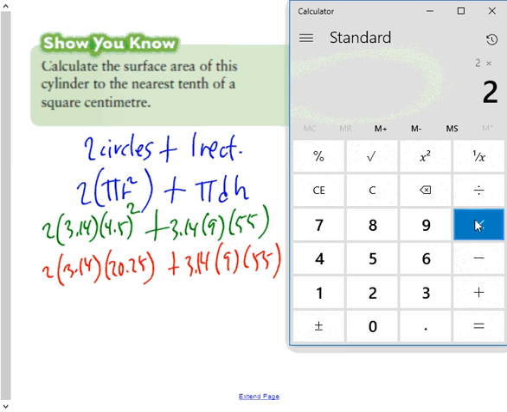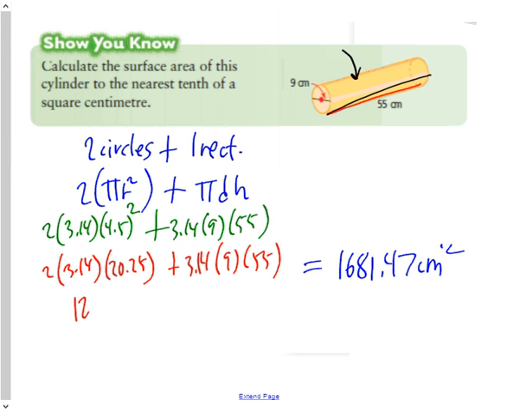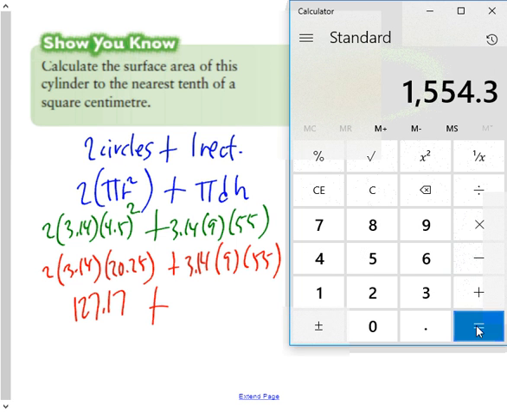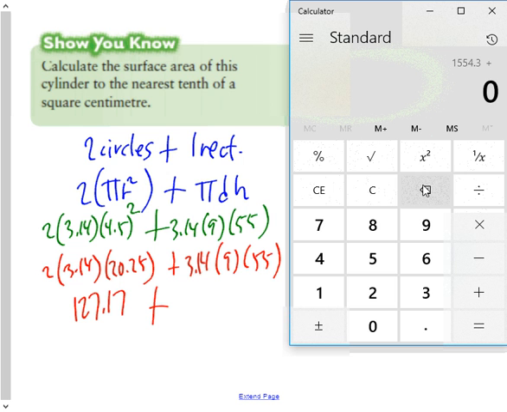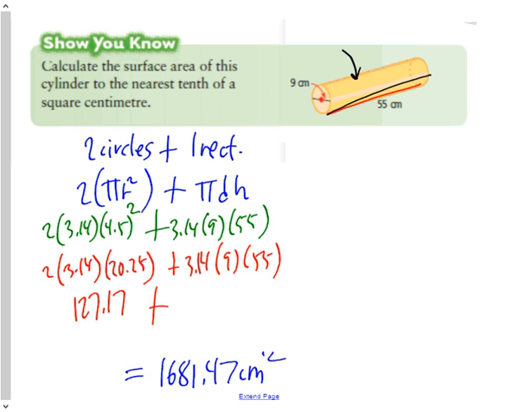2 multiplied by 3.14 multiplied by 20.25 is 127.17, plus 3.14 times 9 times 55 equals 1554.3. So take that number and add 127.17 to it, and you get 1681.47, which is exactly what we got before.